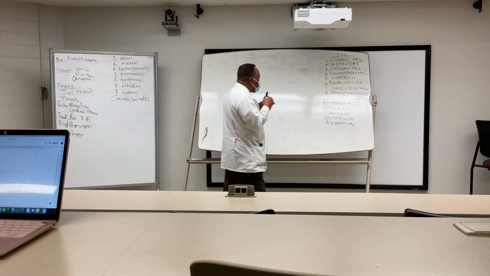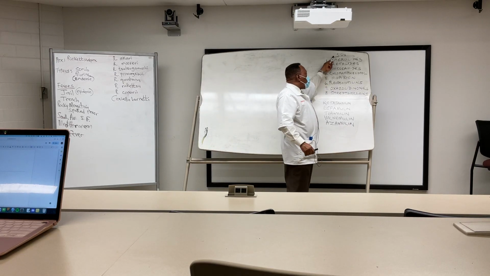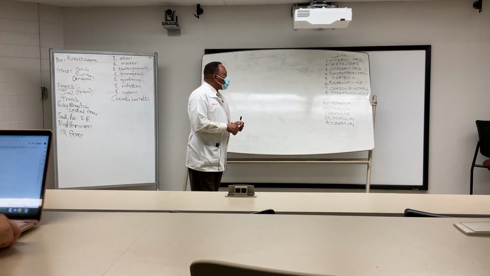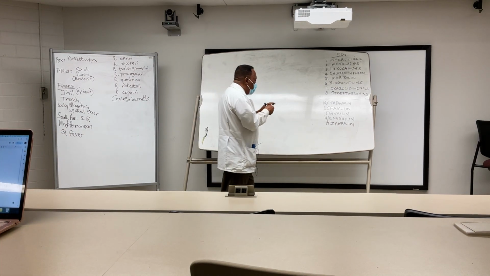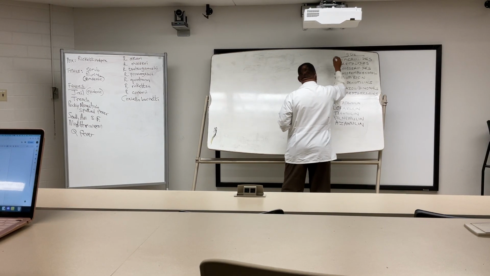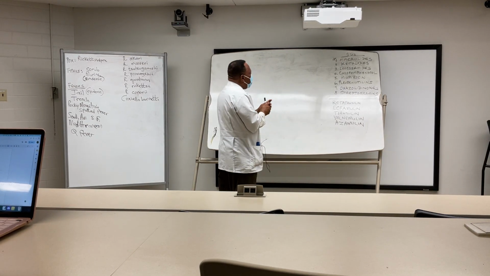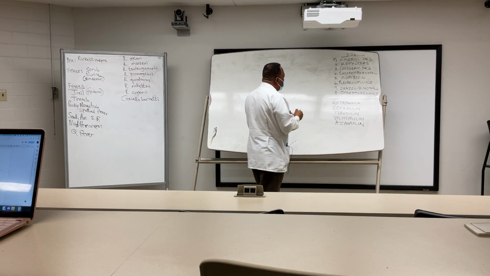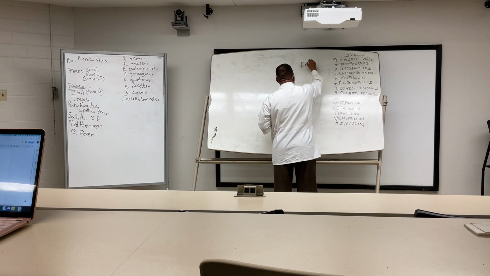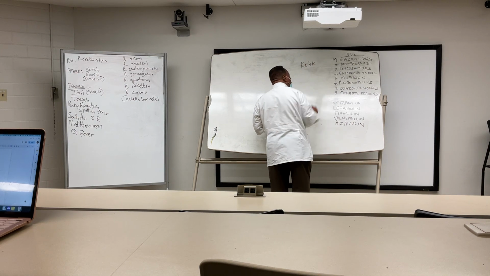Today we'll start with the agents that work at the 50S ribosomal subunit. And we will focus mainly on the macrolides. Ketolides, we've already done that. That's where your Ketek belongs.